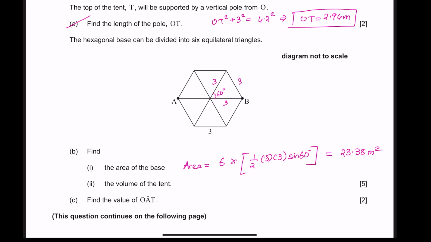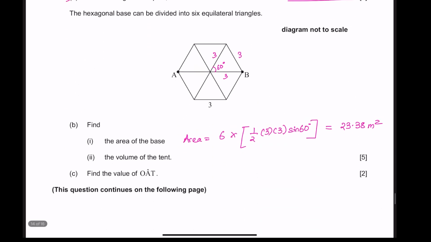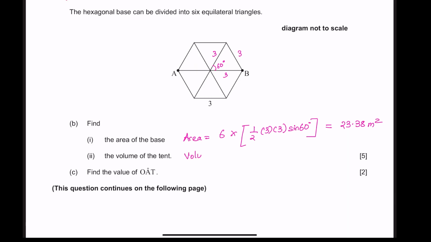Now the volume of the tent. If you look at it, this tent kind of looks like a cone. So we can manipulate the volume of the cone equation to find the volume of this tent. Volume of a cone is 1/3 pi r squared h. If you remember, pi r squared is basically the area of the base of the cone. So we can write it as 1/3 times area of base times height.